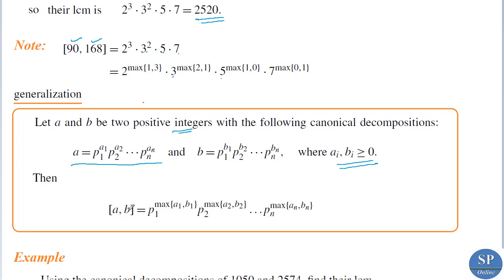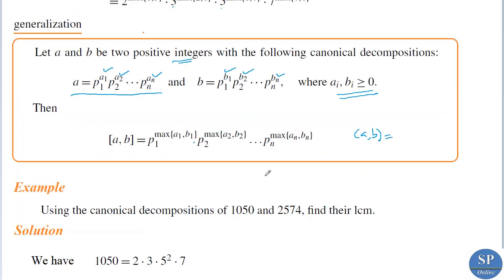Then the LCM of a comma b is nothing but p1 power maximum of a1 comma b1 into p2 power maximum of a2 comma b2, etc., into pn power maximum of an comma bn. If you are finding the GCD, then it will be the minimum of a1, b1, minimum of a2, b2, etc.